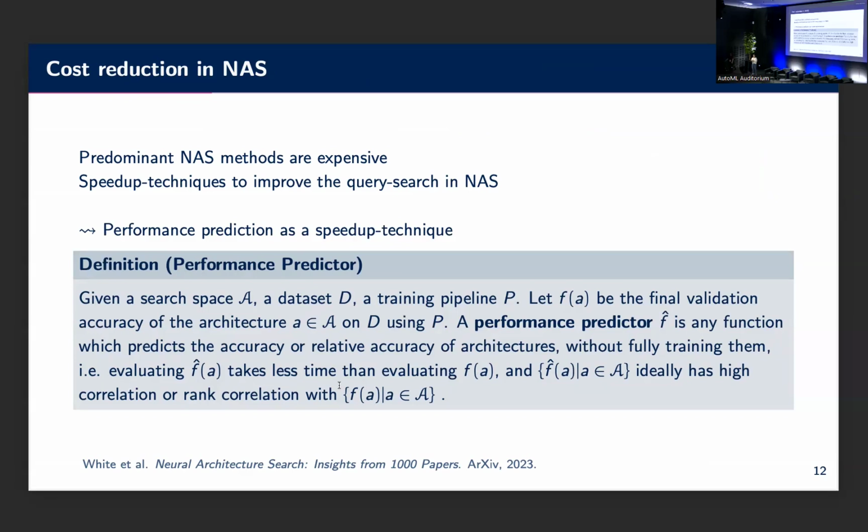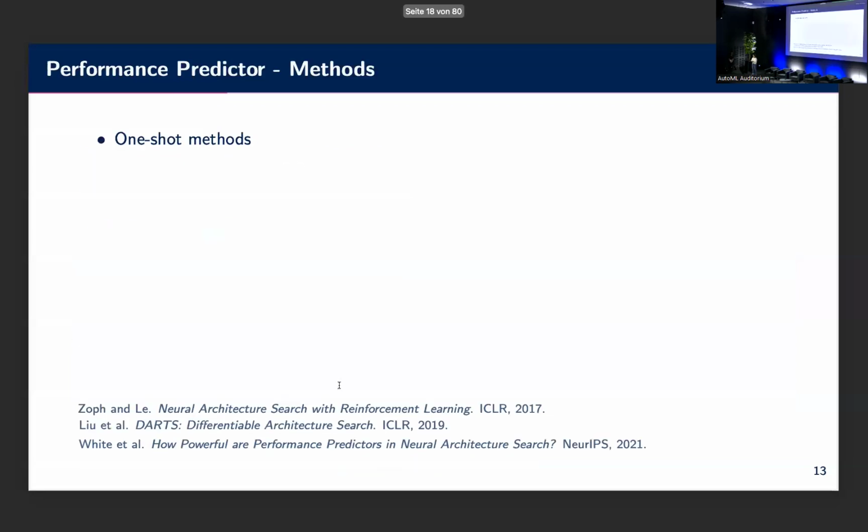So it just predicts the metric you're interested in. And the idea is that it takes less time than evaluating the actual metric on the actual data in the training pipeline of that architecture. And ideally, this predicted metric has a high correlation or rank correlation with the actual metric on that architecture.